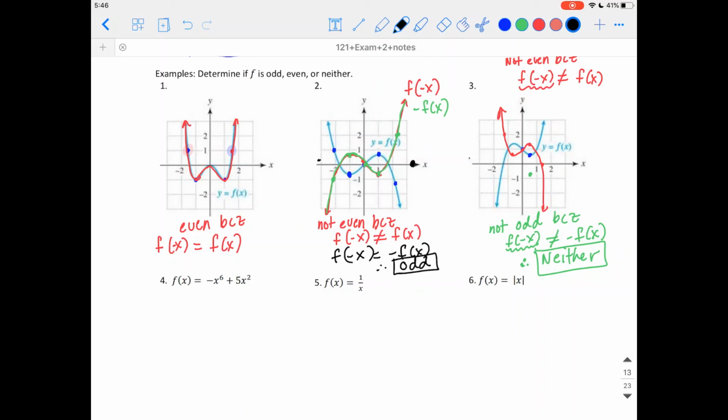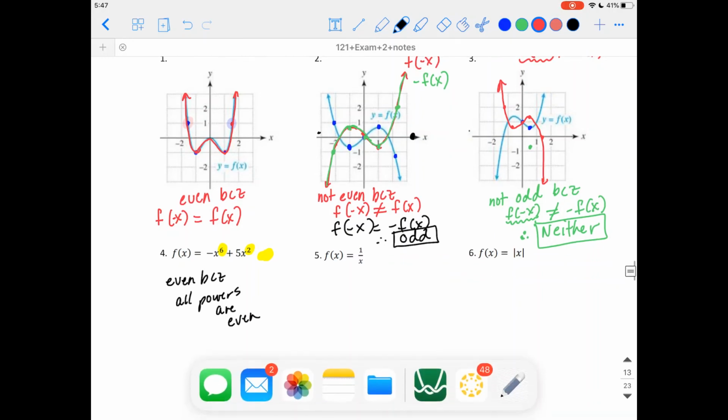It says f of x is equal to negative x to the 6th plus 5x squared. So if we have excellent memory and we see that, oh, all of these are just even powers. And I can even have a constant here, but I don't have it. But this is going to be an even function. So let me write this down. It's even because all powers are even. Oops. Don't be lazy.